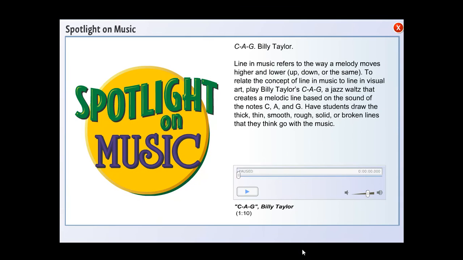So let's find the music. This is by Billy Taylor. Line in music refers to a way that melody moves higher and lower, or up and down, or the same. So that's what we talk about when we talk about line in music. To relate line in music to line in art, you're going to play Billy Taylor's CAG, a jazz waltz that creates a melodic line based on the sound of the notes C, A, and G. If you want to, you can try drawing thick, thin, smooth, rough lines that you think go with the music, or you can just listen.